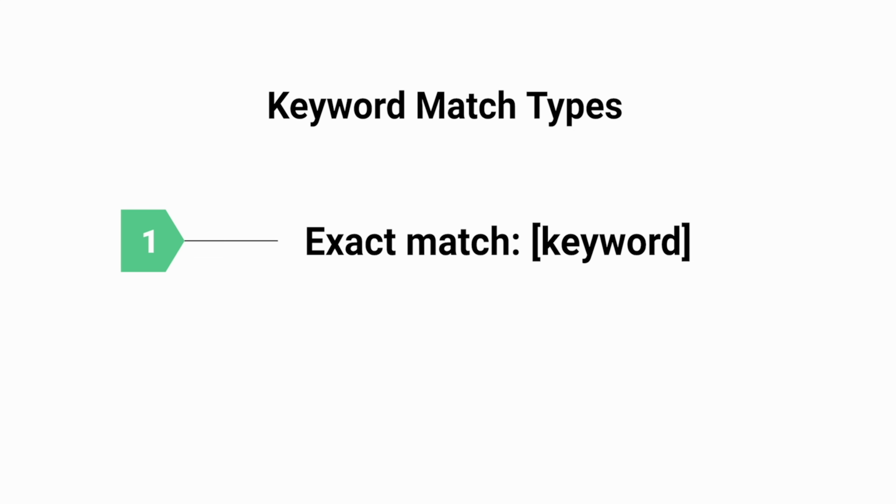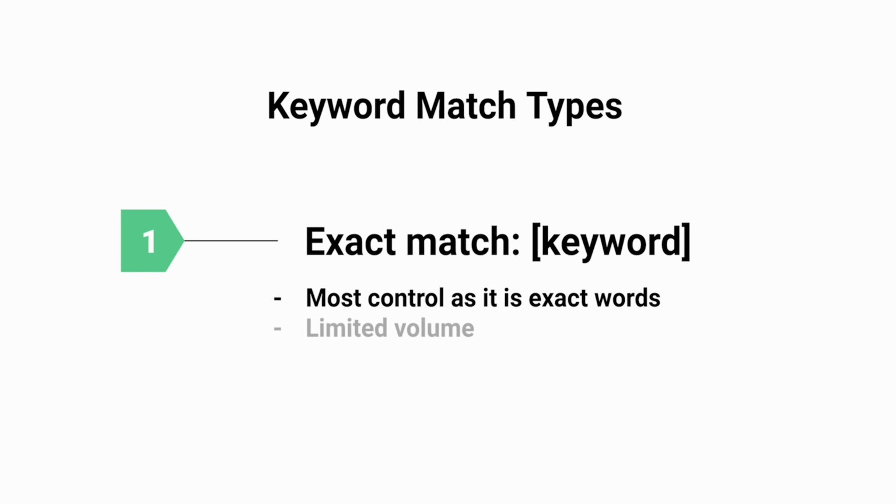The ads which use the exact match type keyword may show on the searches that have the same meaning or the same intent. Out of the three keyword match types, exact match gives the most control over who sees your ad, but also reaches a very limited volume. To set up an exact match type keyword, you should only use brackets around your keyword.